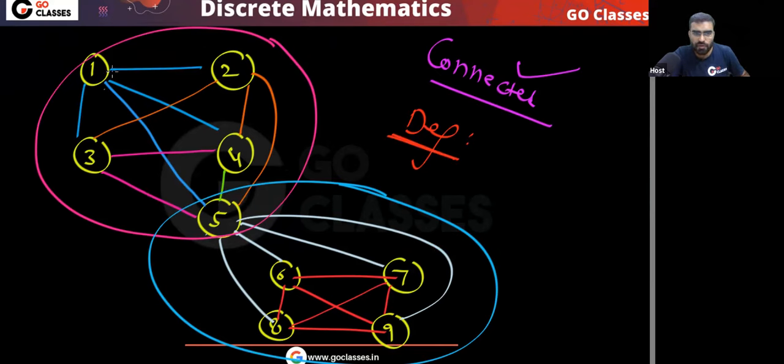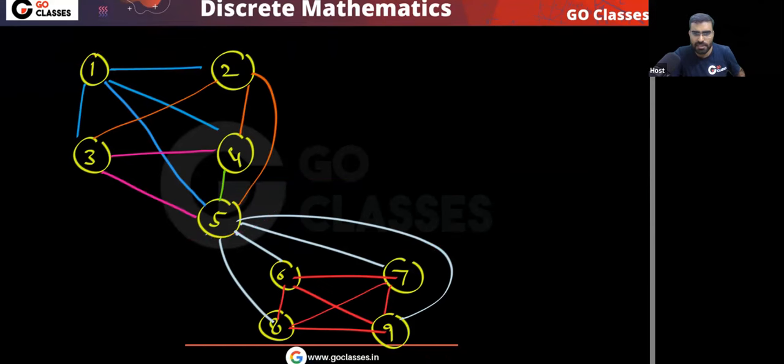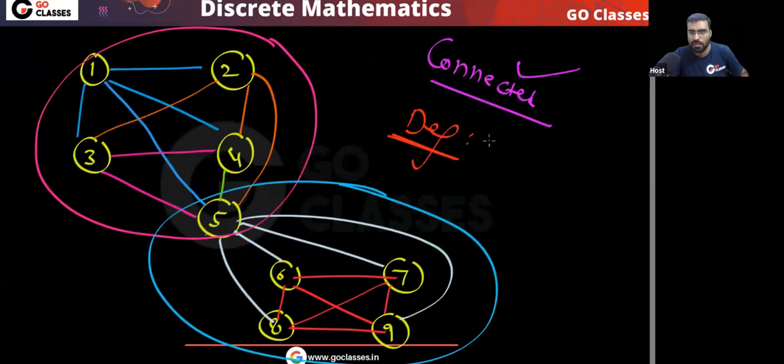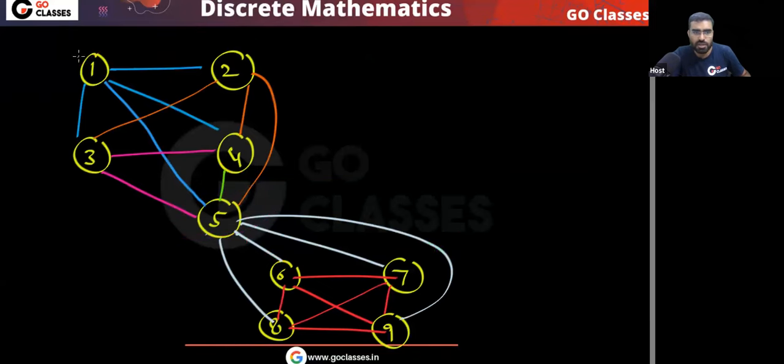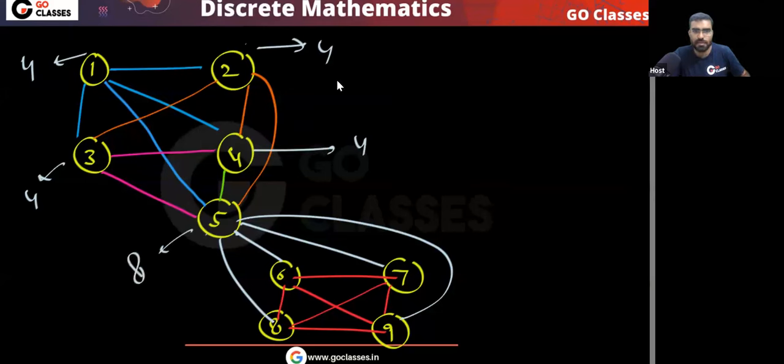Tell me, what is the degree of vertex 1? Let's find out the degree. Just check the degree now. Here you can notice the degree of this vertex is 4. Degree of this vertex is 4. Degree of this vertex is 4. Degree of this vertex is 8. Again, the degree of this vertex is 4, and the others are also 4.